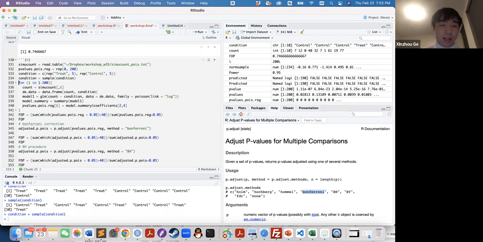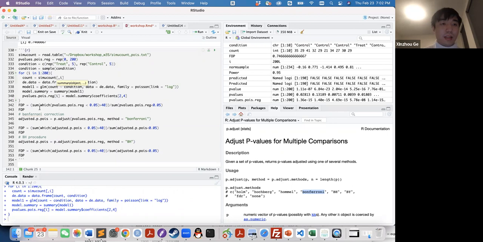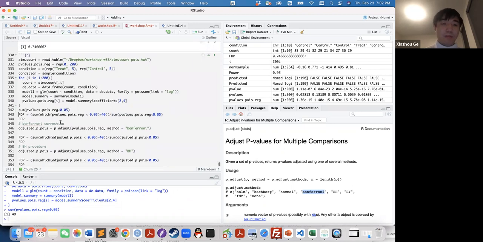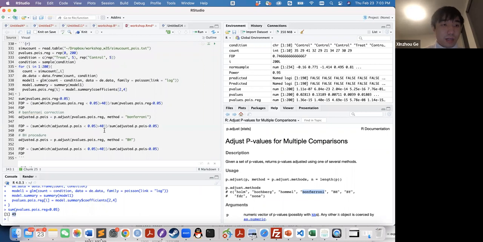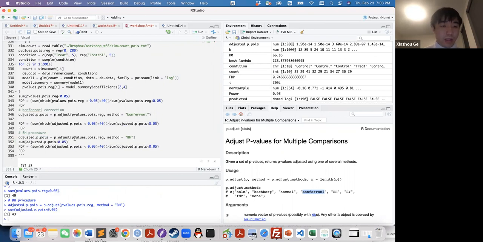And we calculate the p-values for all the genes again. And we calculate the number of discoveries using a p-value threshold. So you can see that if we use the p-value threshold, only 49 genes are identified. And if we use the BH procedure to do correction, this is the adjusted p-value using the BH procedure, and we can see what the number of discoveries is.